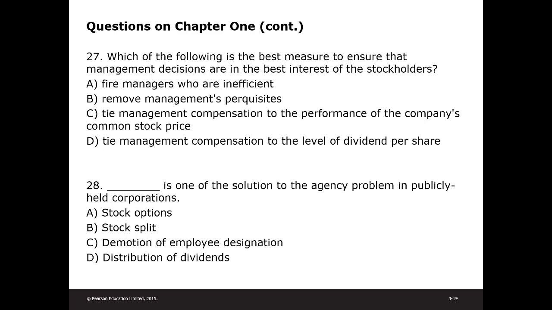Which of the following is the best measure to ensure that management decisions are in the best interest of the stockholders? Fire managers who are inefficient? No. Remove management's prerequisites? Of course not. Tie management compensation to the performance of the company's common stock? That's true. Tie management compensation to the level of dividend per share? The dividend is irrelevant here, so the answer will be C. When you tie management compensation to the performance of the company's stock, this will force them to make the best decisions to maximize the value and the company's share price.